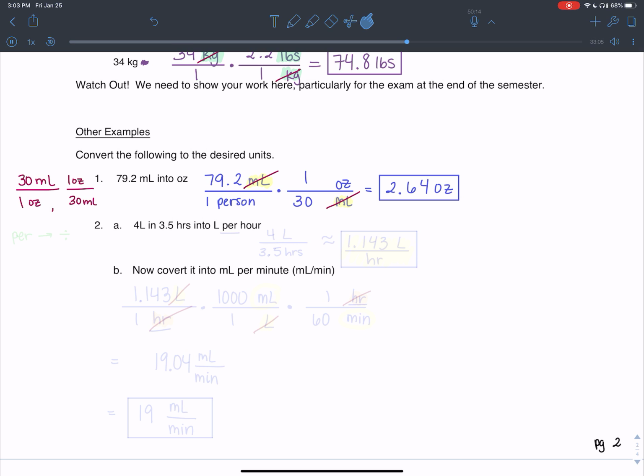We're talking about measuring stuff, but we always convert from ounces into milliliters for our problems, because milliliters is what we work in in the nursing field.